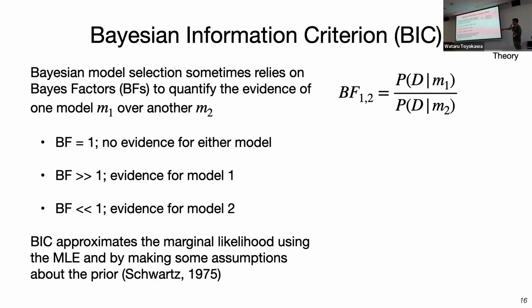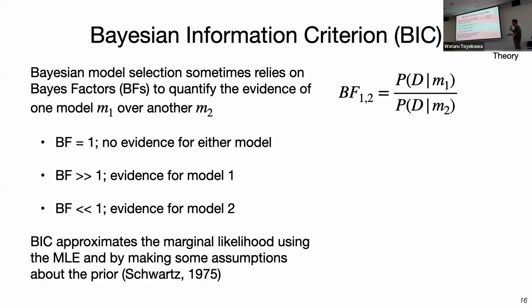When the Bayes factor is much larger than 1, when the numerator is much larger, we have more evidence for model 1 than model 2, so we have greater Bayes factors, and there's evidence for model 1. And when the Bayes factor is smaller than 1, we have evidence for model 2.